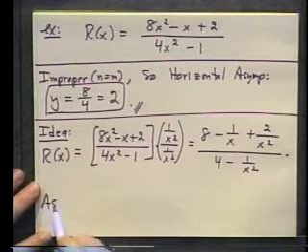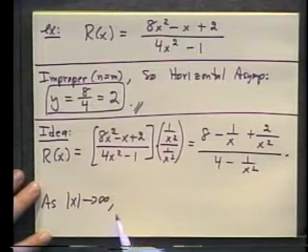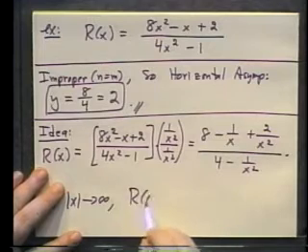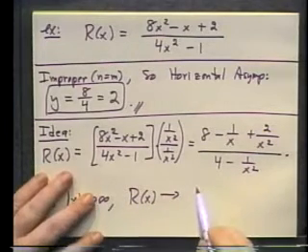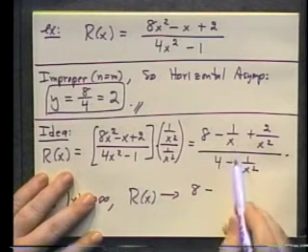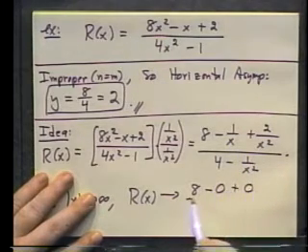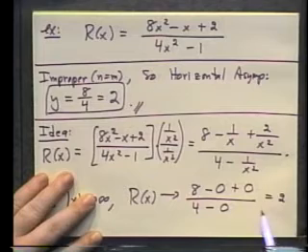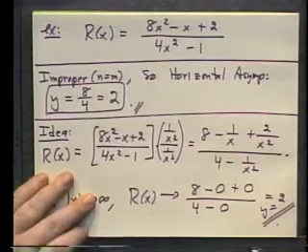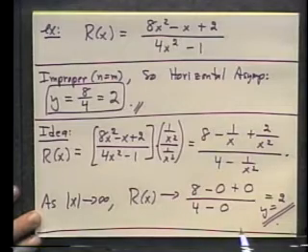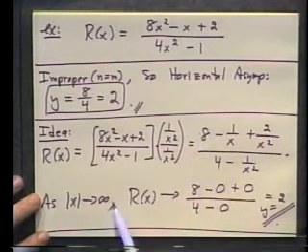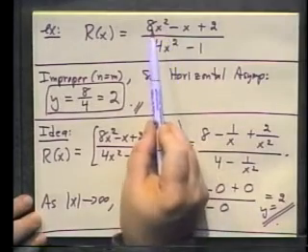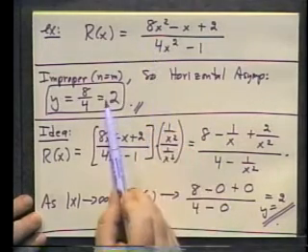Then, as the absolute value of x goes to infinity, which is another way of just saying that x grows either left or right, grows without bound, what happens to r of x? R of x goes to 8 minus the 1 over x. As x grows, that will go to 0. The next term will go to 0. The bottom is 4 minus 0. So this goes to 8 over 4, which of course is 2. That's y equals 2, the horizontal asymptote I was talking about. So again, you will not have to do this calculation. Don't worry about it. All you have to do is recognize that if the degrees are the same, take the two leading coefficients, put one over the other, and you've got your horizontal asymptote.